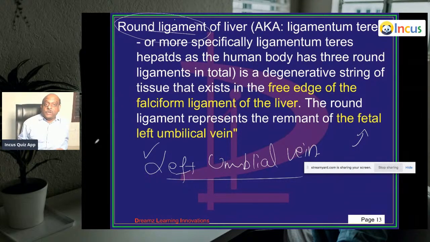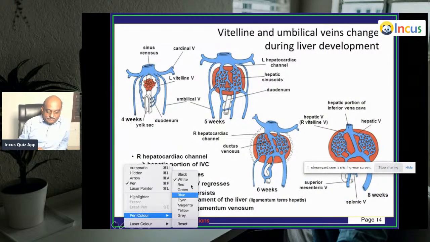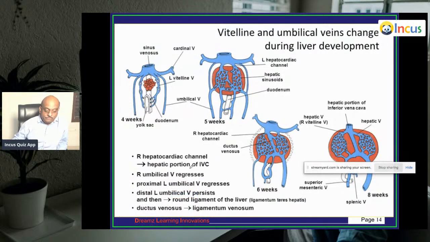So the left umbilical vein is the round ligament of the liver. So doctor, remember that this is one important point in the exam tomorrow. If you look, the right hepatocardiac channel from the liver to the heart becomes the hepatic portion of the IVC.